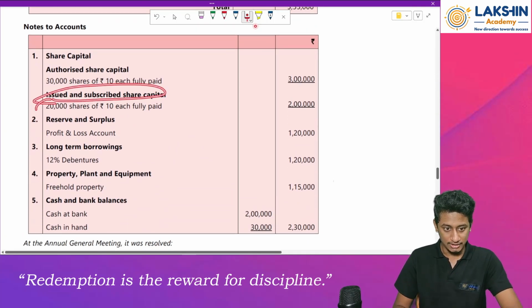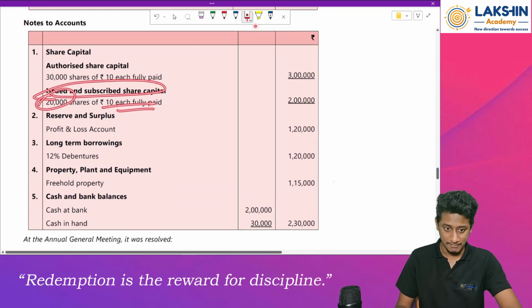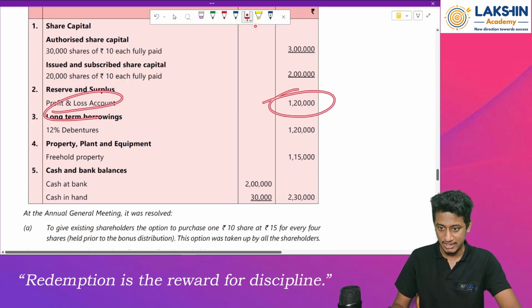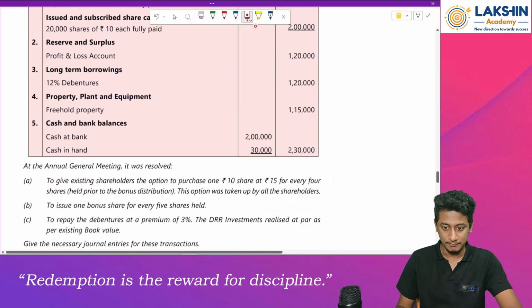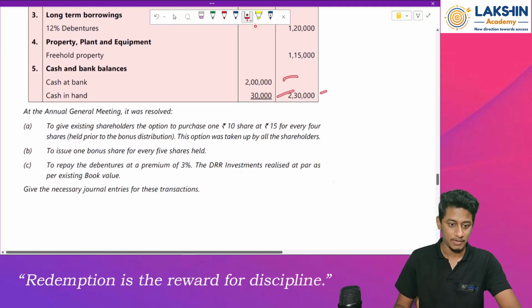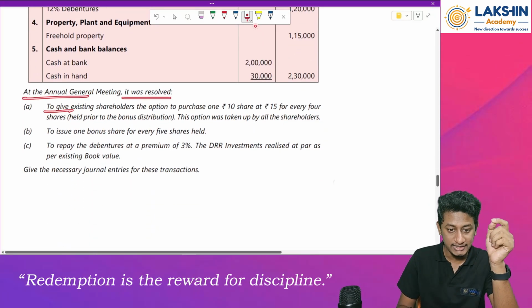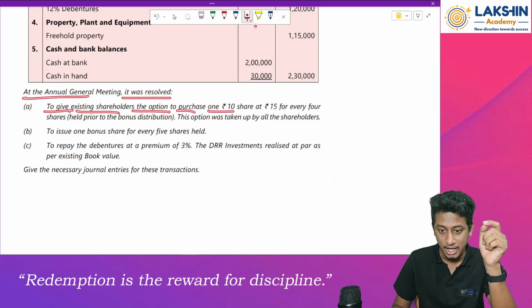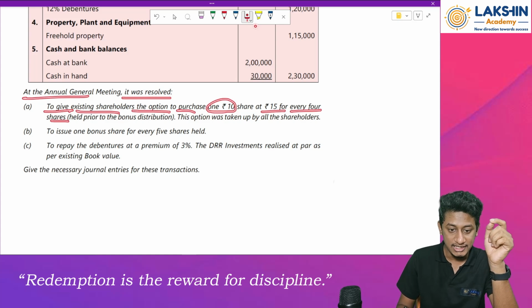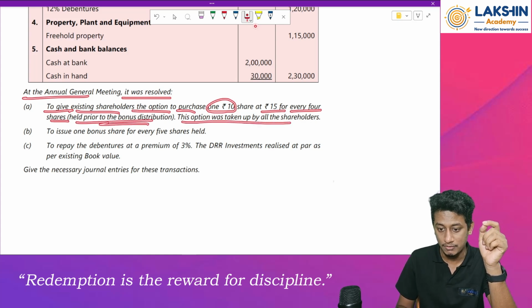So issued capital is how much? 20,000 shares of rupees 10 fully paid up. Then we have P&L account rupees 1,20,000. Then debentures are issued already, rupees 1,20,000. Okay. And cash and bank account balances are given to us. At the annual general meeting, it was resolved to give existing equity shareholders the option to purchase 1 rupees 10 share at rupees 15 for every 4 shares held prior to the bonus distribution. This option was taken up by all the shareholders.